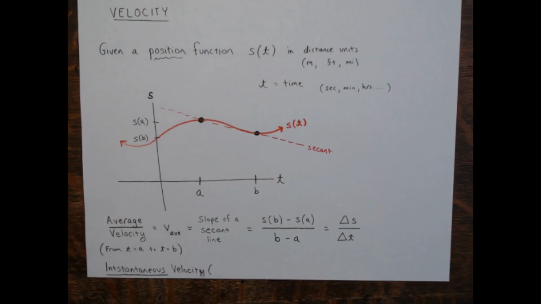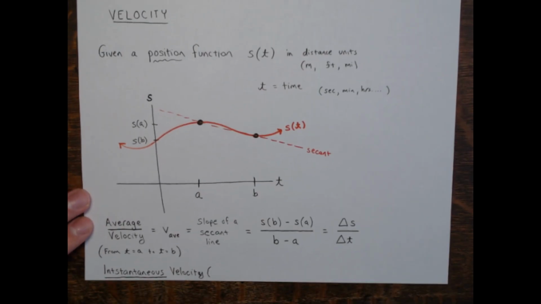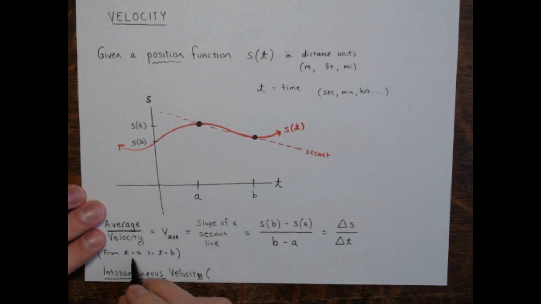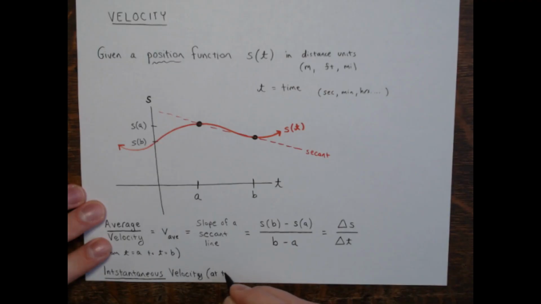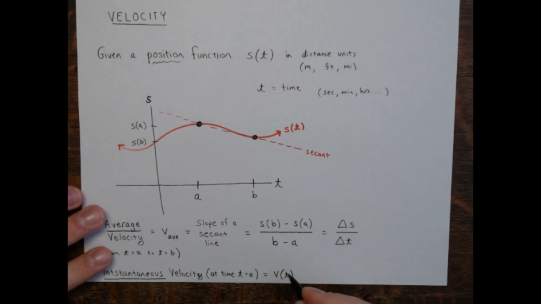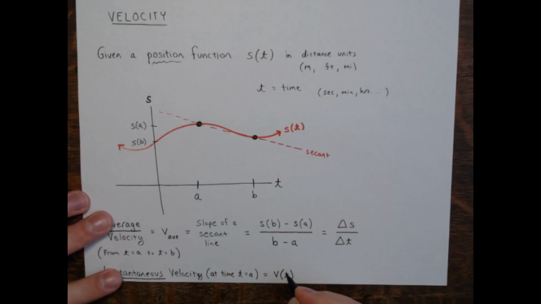Instantaneous means at one instant. So this isn't from one time to another. This is at time, say t equals a. Now this is going to be represented by just velocity at time t. So say velocity at, I'll say at time a, right? So v of a.